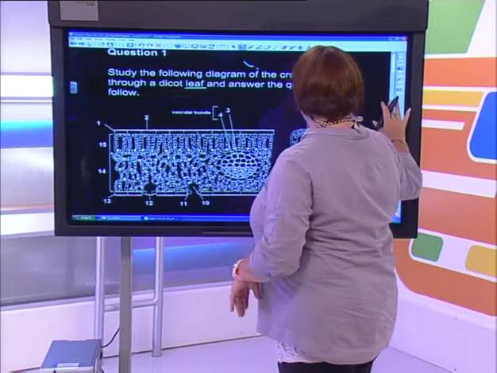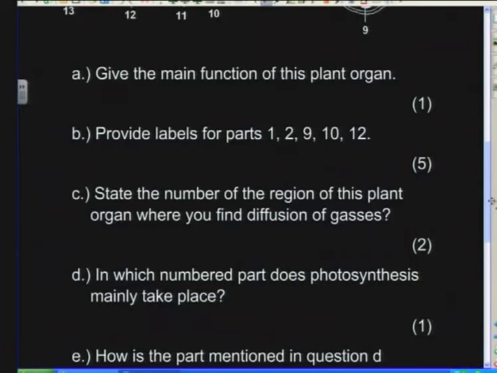So when we look at it, we need to think. Now, there's a little bit of a catch here because you can't mention just any function. You need to mention the main function. And the main function, all right, you can remember, was photosynthesis. All right, 1 mark, nice and easy.